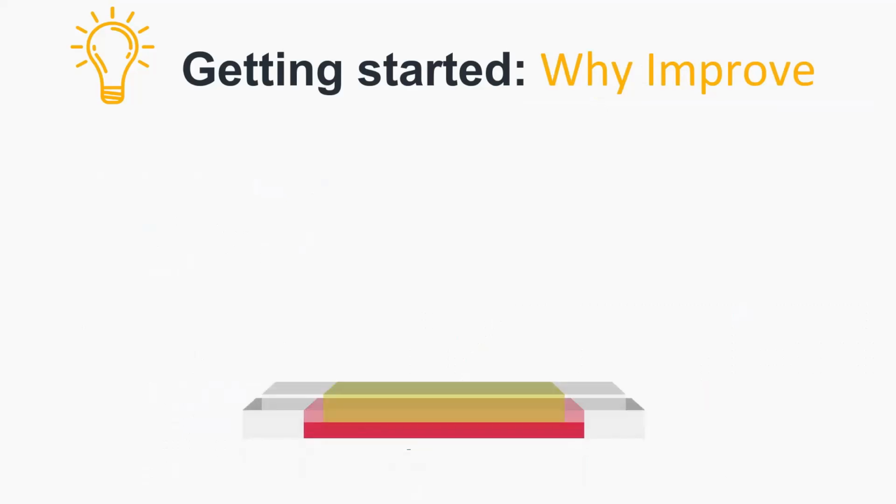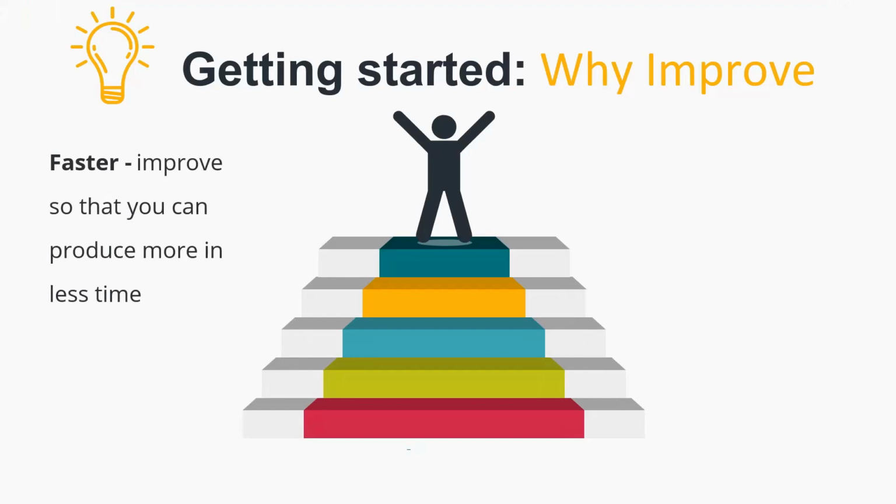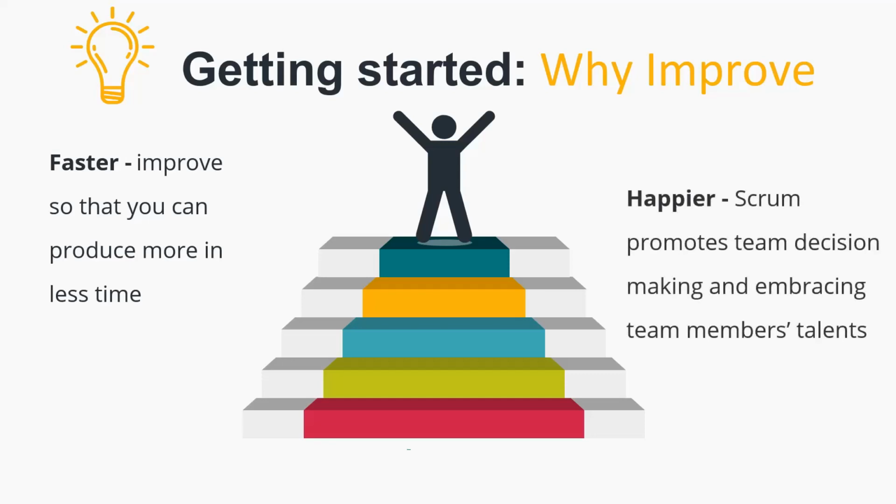And the last but not the least, here are 2 out of many good reasons why to insist on continuous improvement. Scrum encourages teams to inspect and adapt their processes in order to become better. It allows them to become faster, which means they can produce more in less time. Also, Scrum promotes team decision making and embracing team members' talents, which makes them feel more valued, therefore, makes them happier. And working with happy people will make you enjoy your work and life much more.